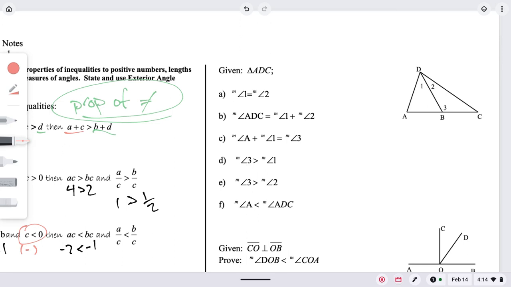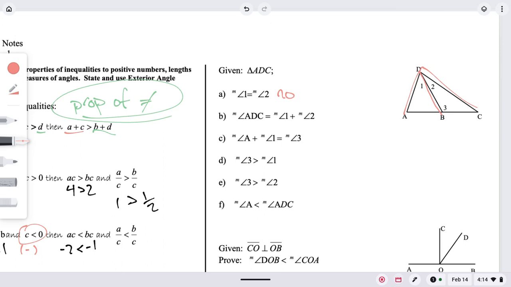It visually doesn't seem like it would be, but if I told you that DB bisected angle ADC, then 1 would have to equal 2, right? But I didn't say that. I didn't give you that information. So right now you're just supposed to say, no, I don't know that 1 is equal to 2. You can only say yes if that absolutely would be true.